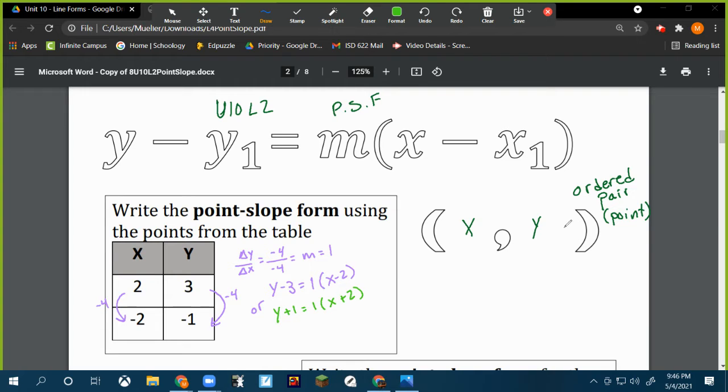Okay. Point slope form. Slope is our m. We use an ordered pair for the x1 and the y1. I'm going to erase here if you need to pause the video to write that down.